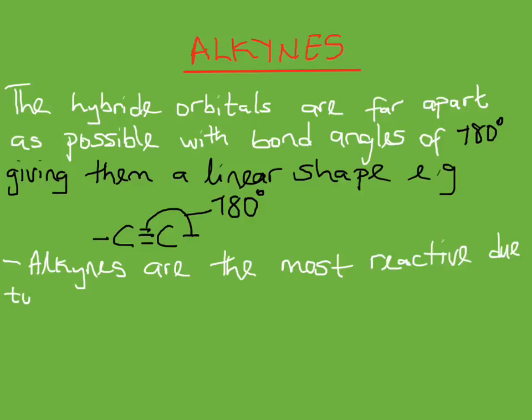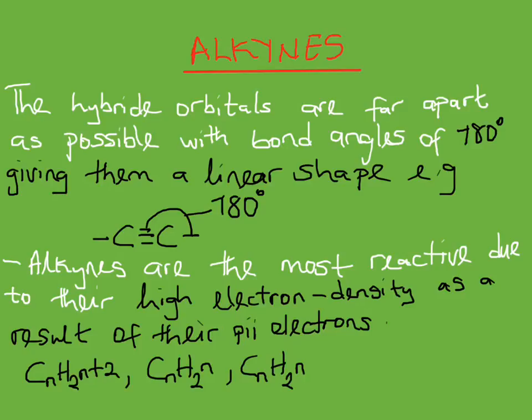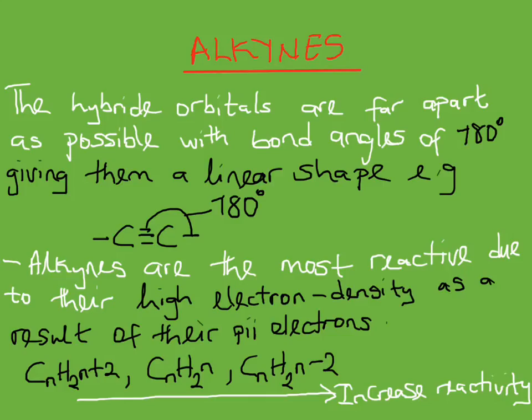Alkynes are the most reactive due to their high electron density as a result of their pi electrons. You can see the reactivity there. The first general molecular formula refers to alkanes, the second refers to alkenes, and the third to alkynes. The arrow moving from the alkenes to the alkynes shows increasing reactivity.